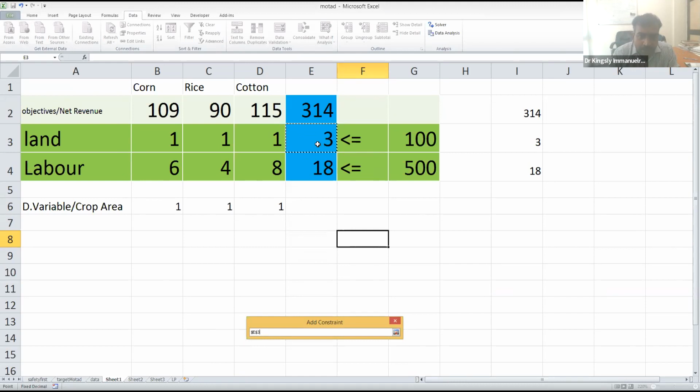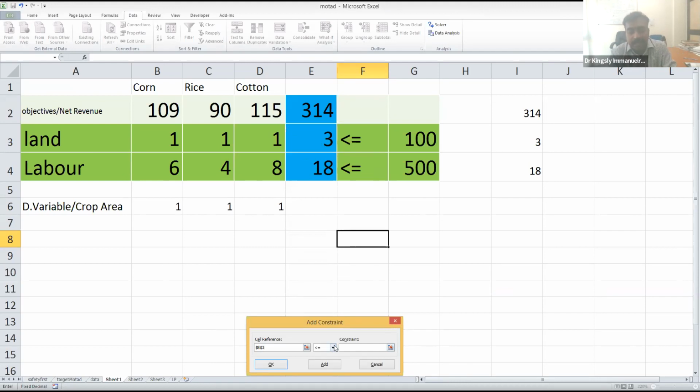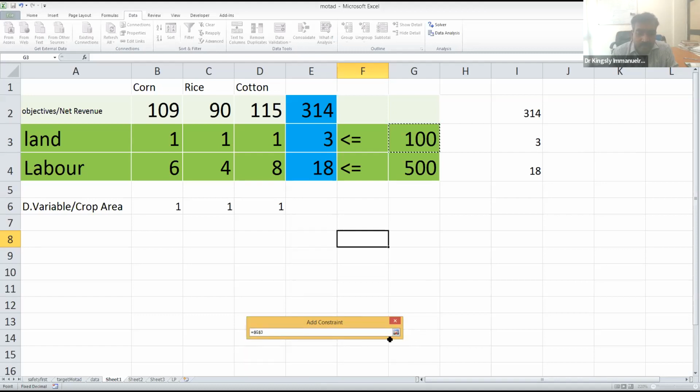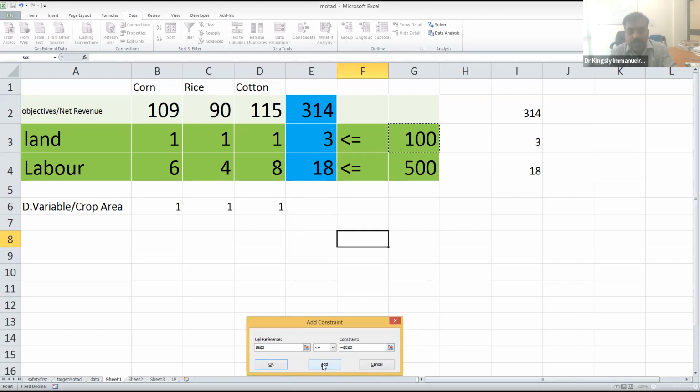So what we have to show first, my land constraint, I need to mention it. I'm putting my cursor on the cell. What is my inequality? Less than equal to, already it is there. What is my constraint? Just show the 100 land constraint. So once those 3 cells are filled, you go to OK or add. Let us go to add because we need to add another constraint.